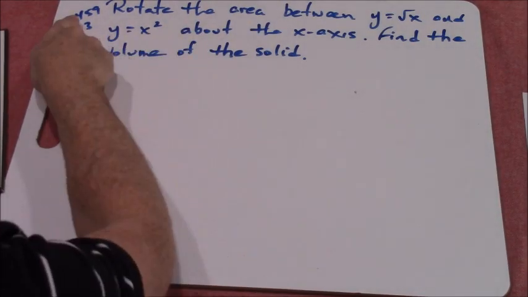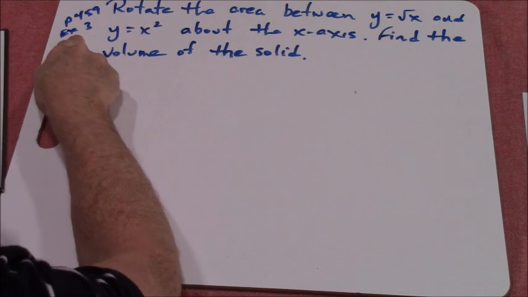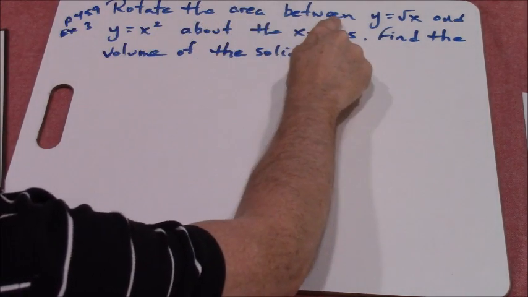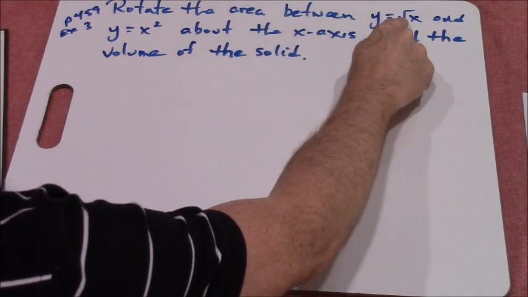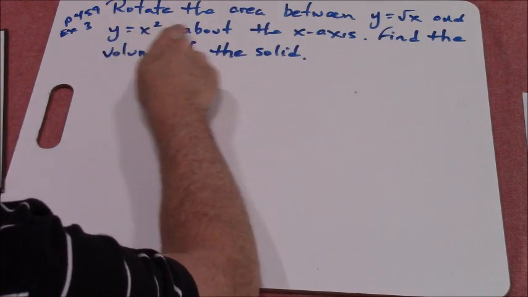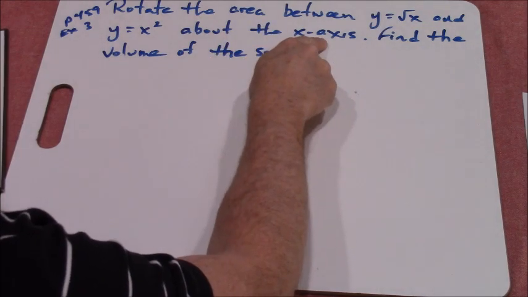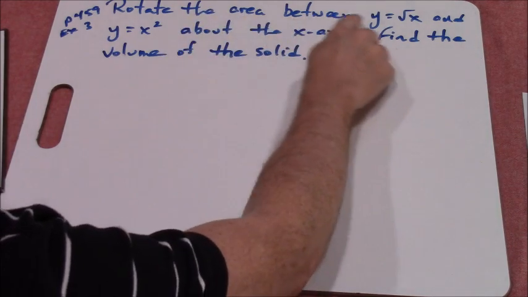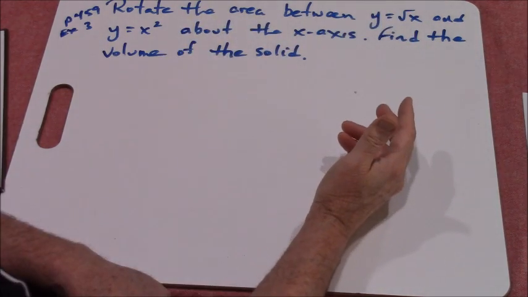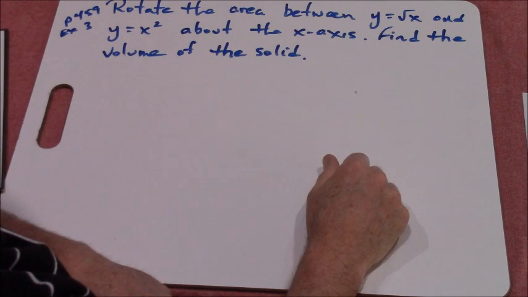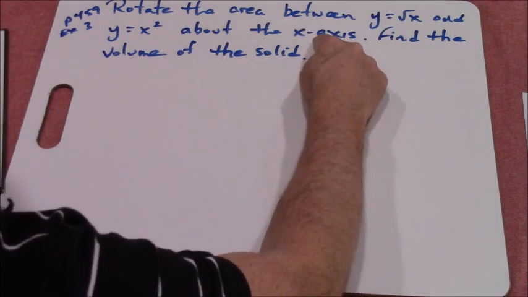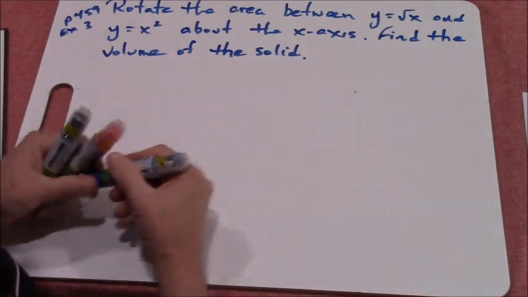Alright, so this problem is on page 459. It's example number 3. And what they're asking us to do is to rotate the area between y equals the square root of x and y equals x squared about the x-axis, and then find the volume of this solid. So when we say area between, that's the first thing we looked at when we started this distance learning: area between two curves. And now what we're doing is we're adding to that. I'm going to take that area and rotate it around the x-axis and try to find that volume.